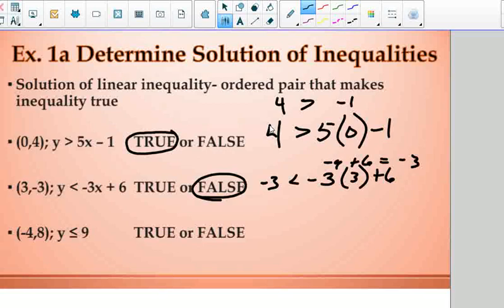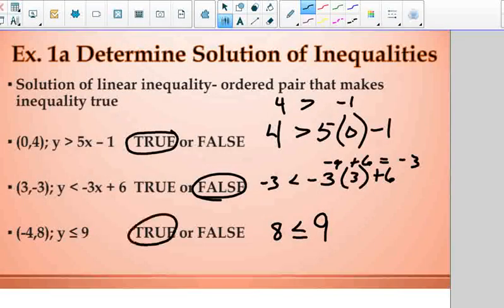Let's look at the third one on this slide. Negative 4 and 8. Is that a solution to y is less than or equal to 9? In this example, there is only a y in our inequality. So I only have to use the y coordinate of my ordered pair. So I'll plug in 8 for my y, with my inequality symbol, less than or equal to 9. So is 8 less than or equal to 9?